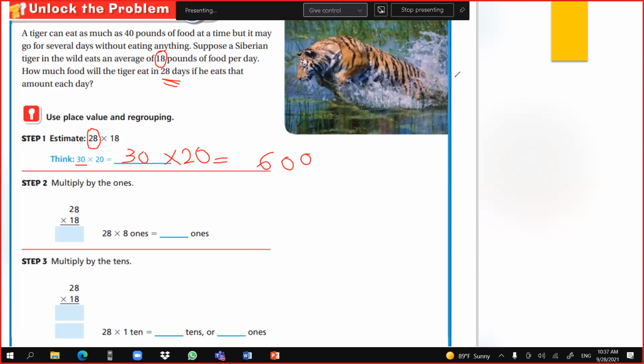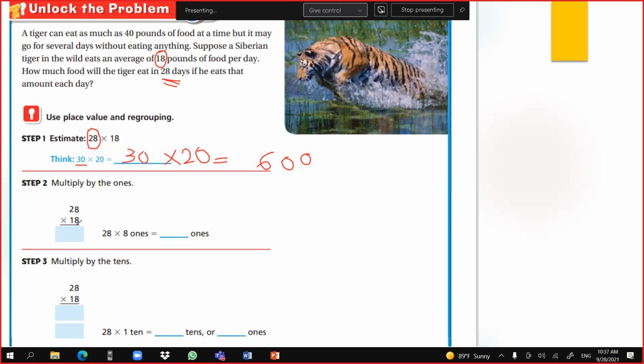Now, what does it mean? It means that when I multiplied these two numbers after estimation, I got 600. So when I multiply my actual numbers, which are 18 and 28, my answer is nearest to 600. Let's now multiply it.